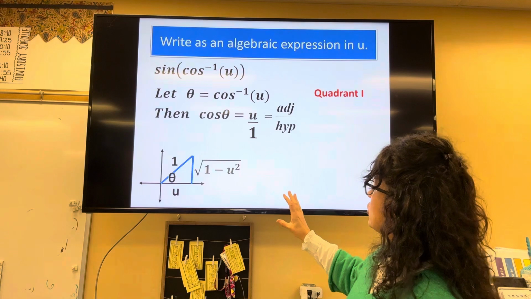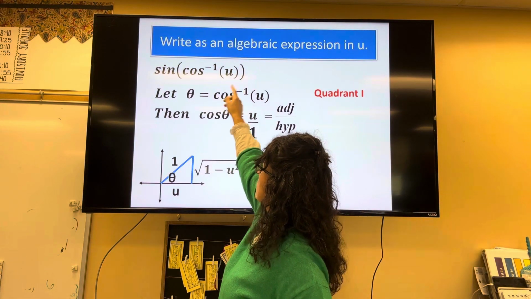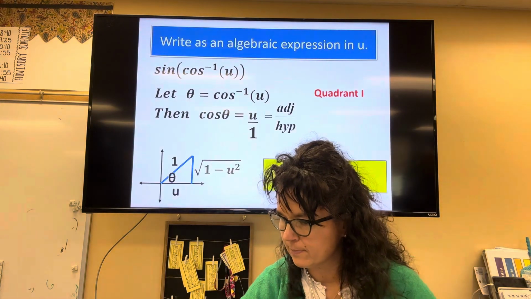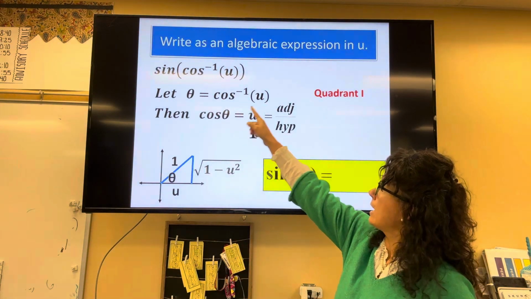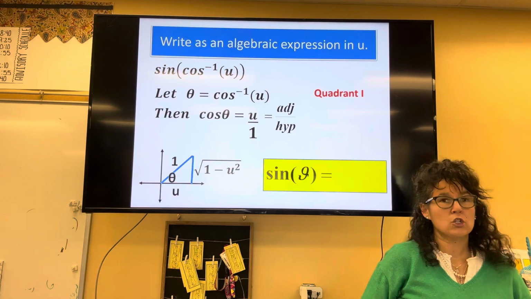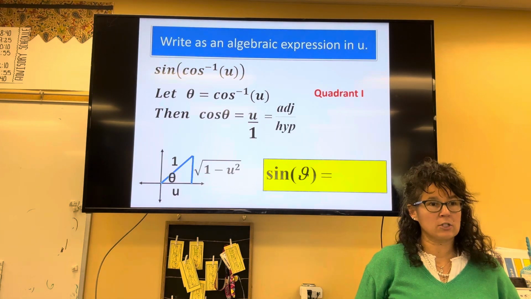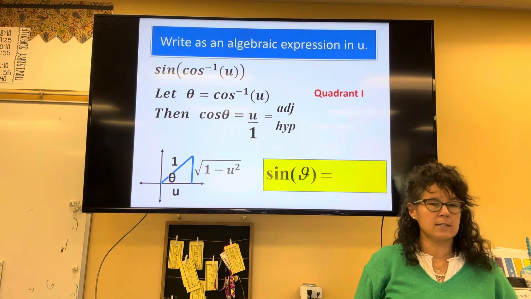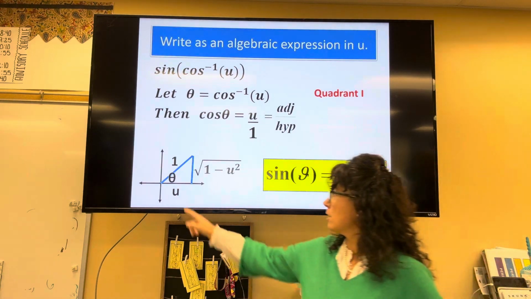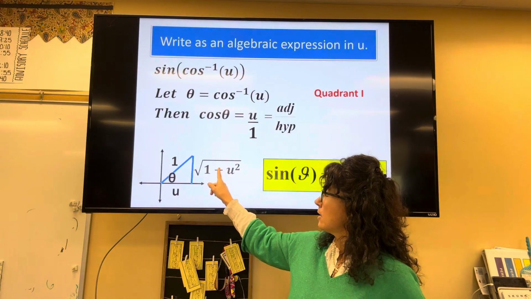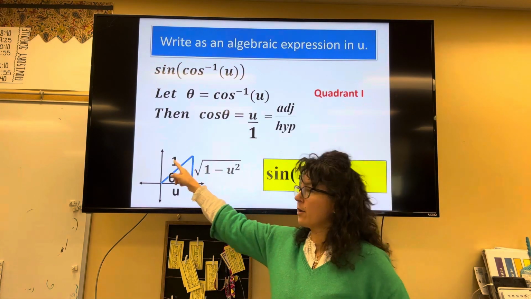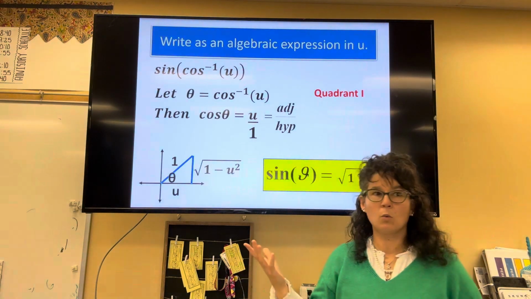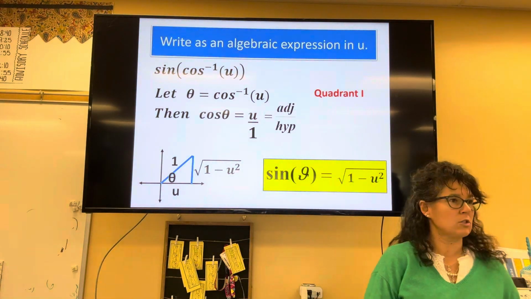Let's go back and just replace cosine inverse of u with theta and take a look at that again. So that's now sine of theta. Looking at our triangle, we can find the answer to sine of theta because the sine, SOHCAHTOA, is opposite over hypotenuse. So it's going to be square root of 1 minus u squared over 1. And over 1 simplifies just to the numerator.